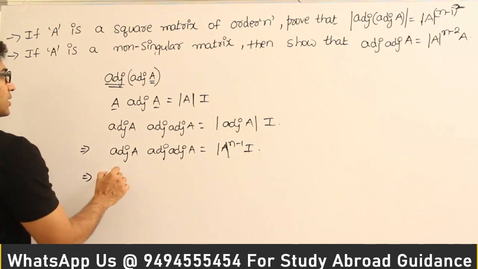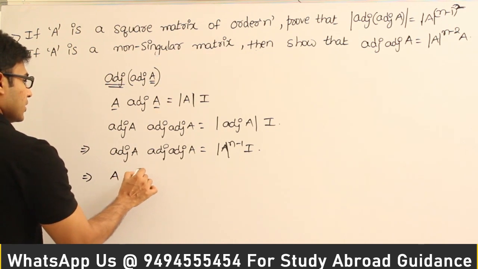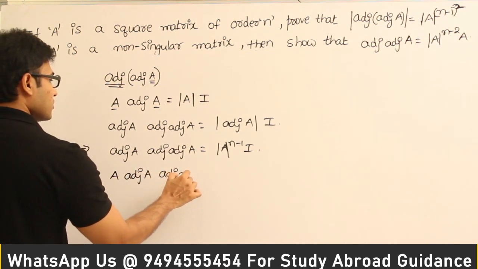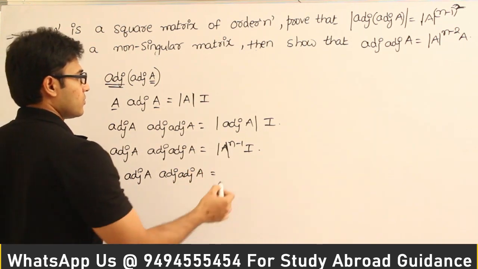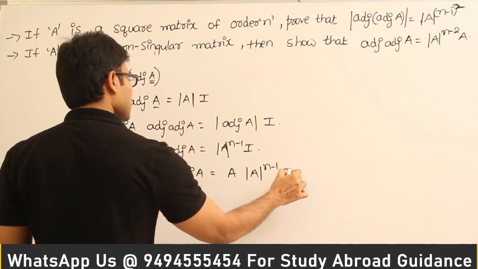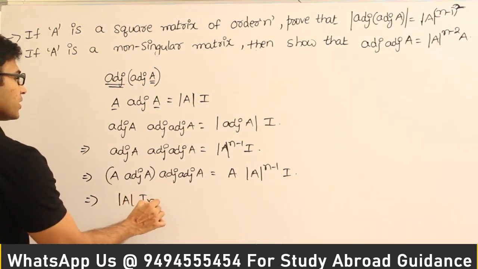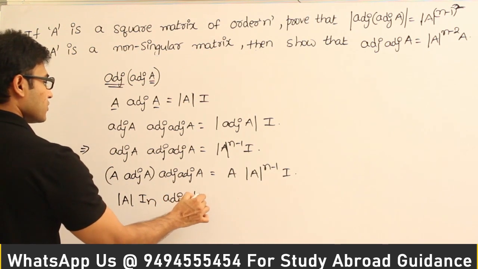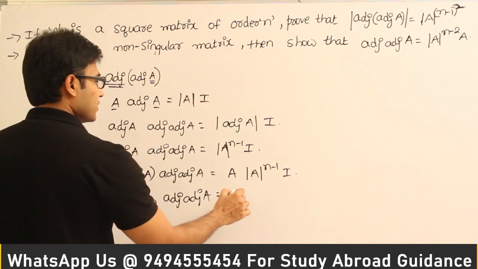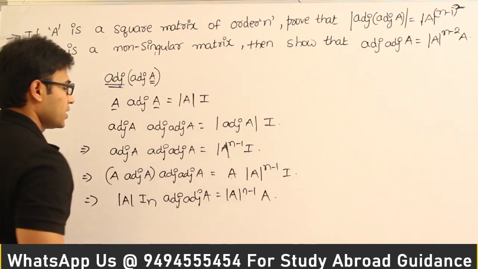That implies A into, I am multiplying both sides with A, into adjoint of A into adjoint of A equal to, here also I am multiplying with A, into det A power n minus 1 into I. Now we know that A into adjoint of A is nothing but det A into I, so det A into adjoint of A equal to, here det A power n minus 1 into A multiplied with I is nothing but A.